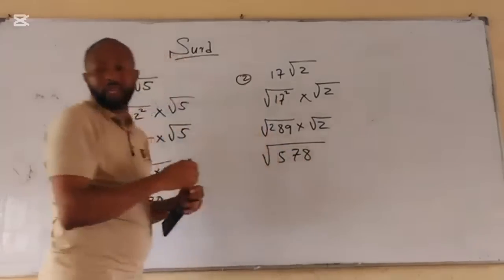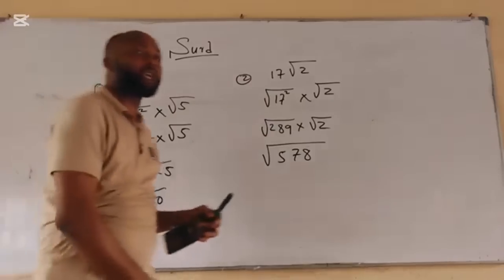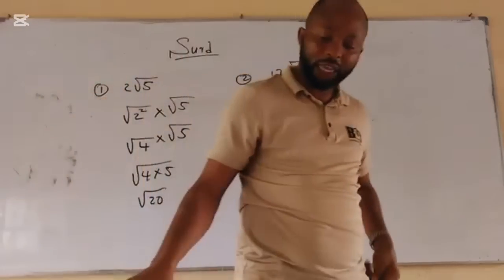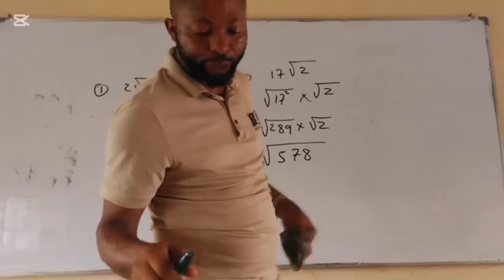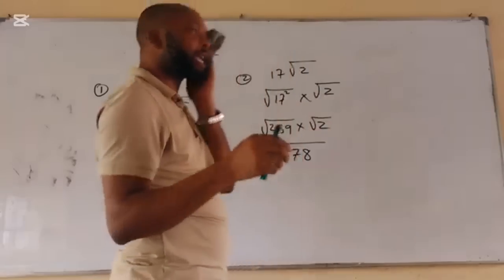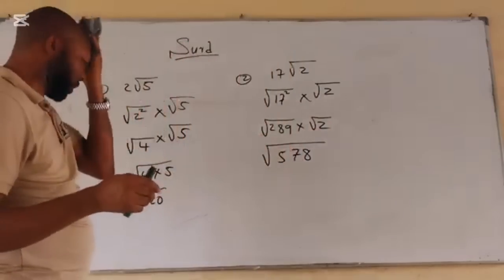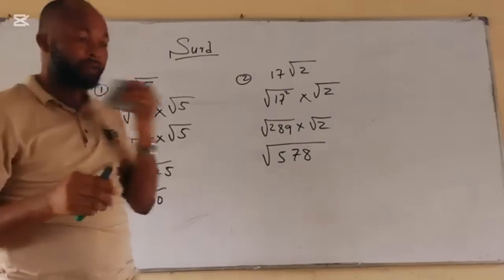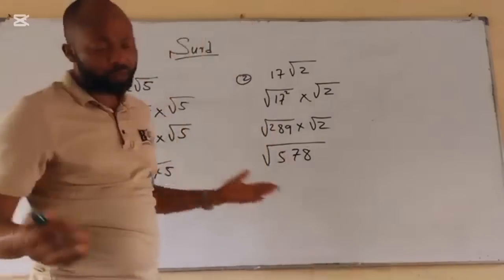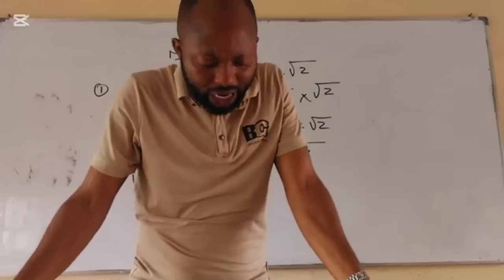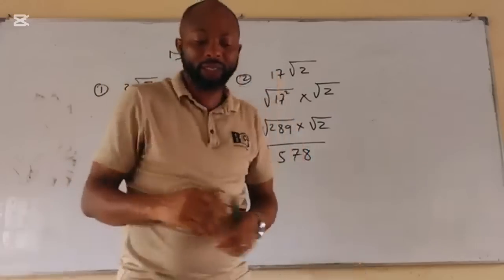So by so doing, I've been able to put it in the same form. They say express the following as a single surd. They are now what? A single surd. Maybe we should take one, maybe two other examples.